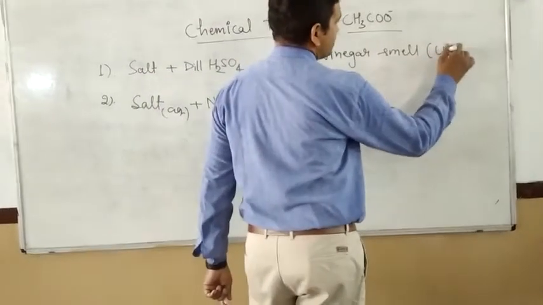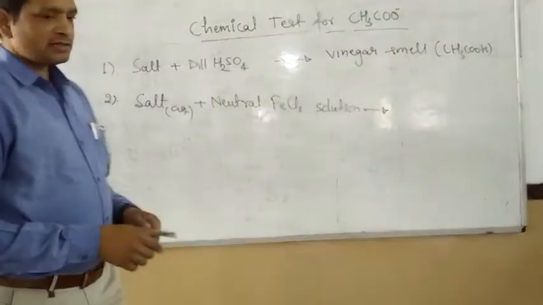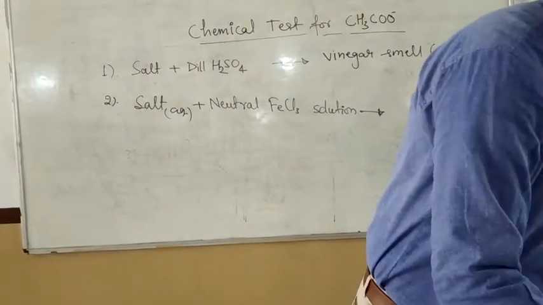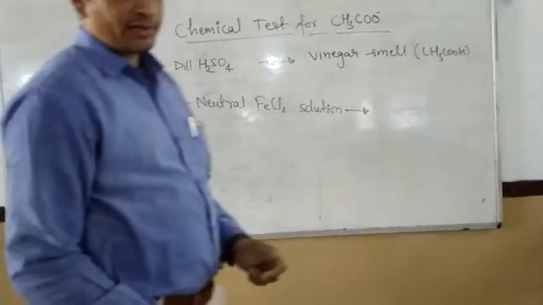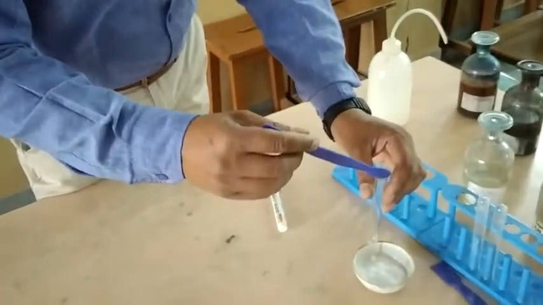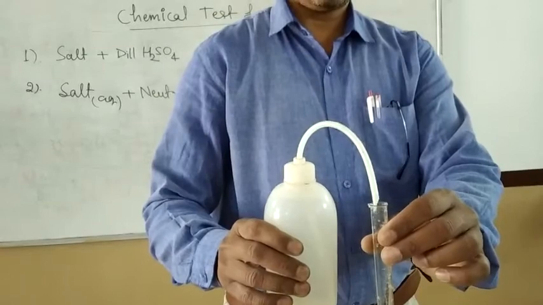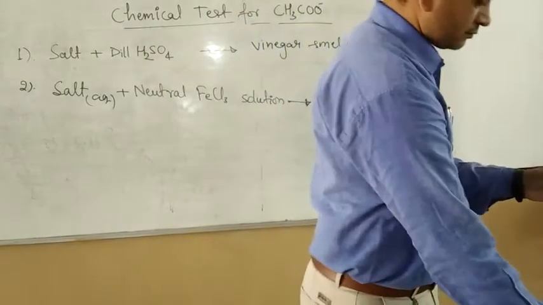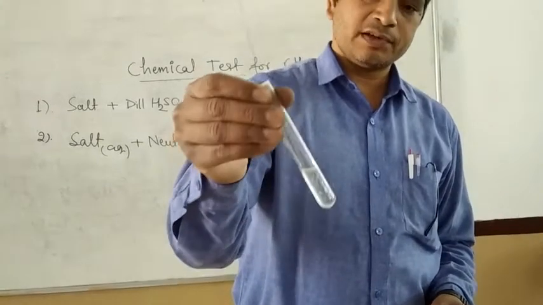And obviously the vinegar smell is produced by what? Acetic acid. It is the vinegar. To confirm that this salt contains acetate ion, we will perform the next experiment. In this experiment we have to make the salt aqueous. It means we will take a little amount of the salt, and add a little amount of distilled water to make it aqueous, and make sure the salt has dissolved here.